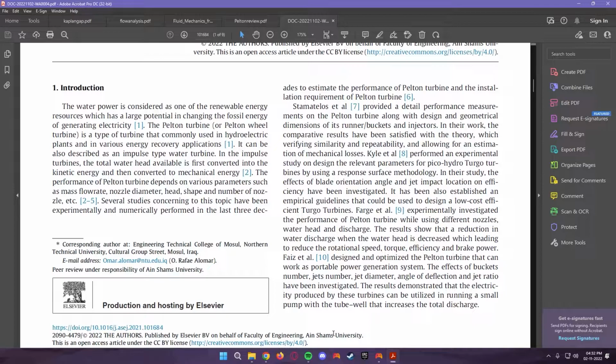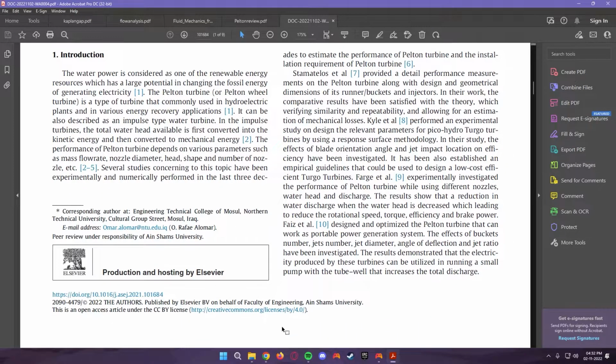Water power is considered one of the renewable energy resources with large potential as a replacement for fossil energy for generating electricity. The Pelton turbine or Pelton wheel turbine is a type of turbine commonly used in hydroelectric plants, also described as an impulse type of turbine. The result determines that the electricity produced by the turbine can be utilized to run a small pump with a tube well to increase the total discharge.